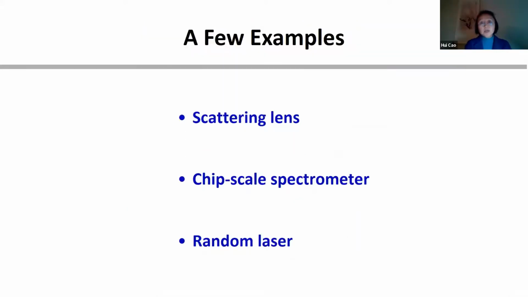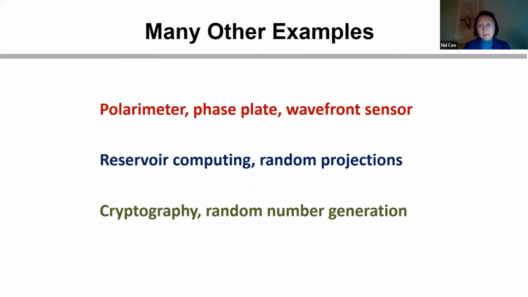Okay, so I just gave you a few examples to show you why disorder will be useful for photonic applications. We can use it for a lens, for a spectrometer, for a laser. There are many other applications.